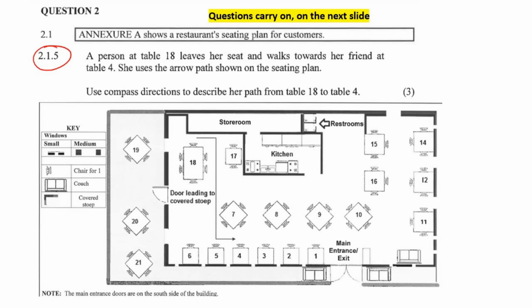So here's the next question. It says a person at table number 18. Where's table 18? Ooh, it's part of the big family. Maybe they're having a big argument and this person just needs to go get some fresh air, or to go sit on the couch. So a person at table 18 leaves her seat and walks towards her friend at table number 4. Table number 4 is over here. She uses the arrow path shown on the seating plan. So she gets up, walks down there, and then goes to number 4. Use compass directions to describe her path from table 18 to table 4.